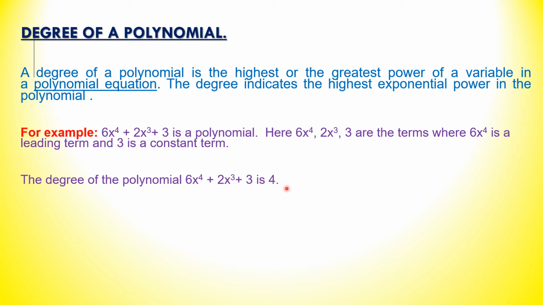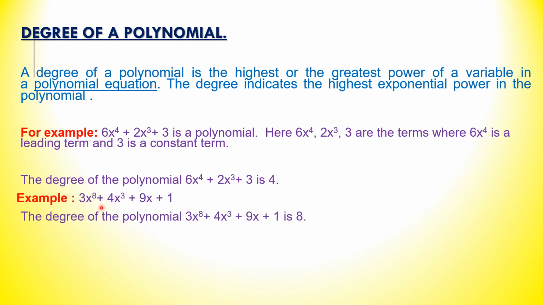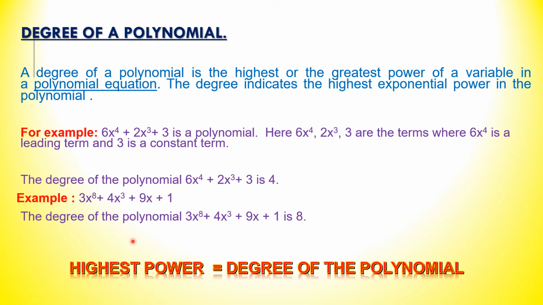See one more example. 3x to the power 8 plus 4x to the power 3 plus 9x plus 1. Here the degree of the polynomial is 8 because 8 is the highest power. We have another power 3 here, but when we compare these two, 8 is the highest. So the degree of the polynomial is 8. So easily you can remember, the highest power is the degree of the polynomial.